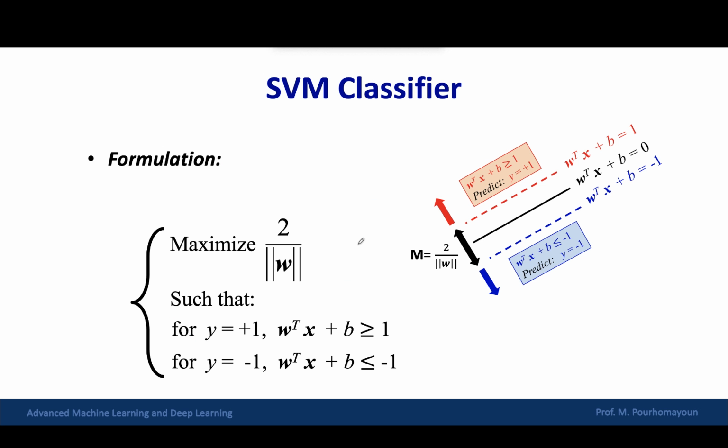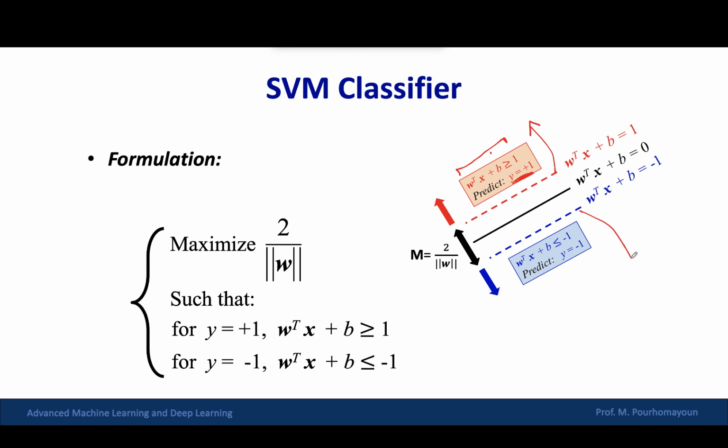Okay, now formulation. I want every positive sample to be on this side of the red line. In other words, I want every positive sample to meet this equation. So for every positive sample, if I put the features in this equation, it should be greater than 1.